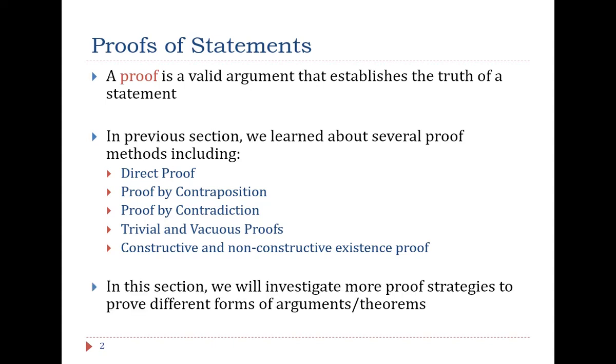Good. In this section, we'll investigate more proof strategies to prove different forms of arguments or theorems. And you will see that they fit within one of the first three types. So you will be using a proof by case to make a direct proof, or a proof by contraposition, or a proof by contradiction, just because your elements x, that you are proving a certain property or disproving a certain property for, are of three different types. Okay, they are positive, negative, or equal to 0. So this is the proof by case.